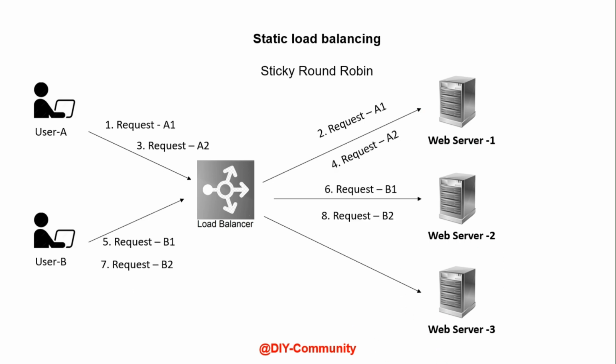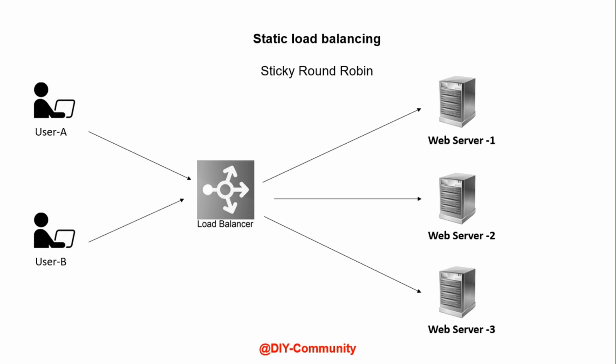Now let's see another algorithm, sticky round robin, which is a variation of the previous round robin algorithm. The advantage of this algorithm is that if a user's initial request went to web server 1, all its following requests will also go to web server 1. This way, sticky round robin resolves the issue where, if there is a dependency between requests, they will always be processed on the same web server. Now let's see a small animation to understand sticky round robin.